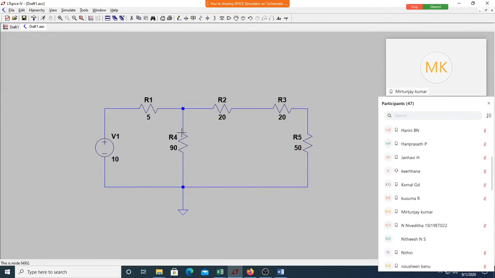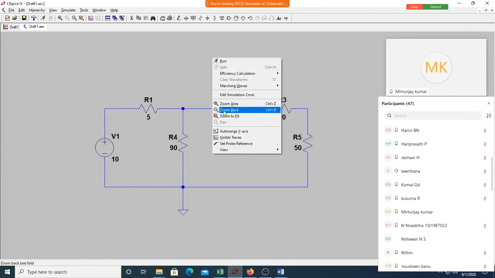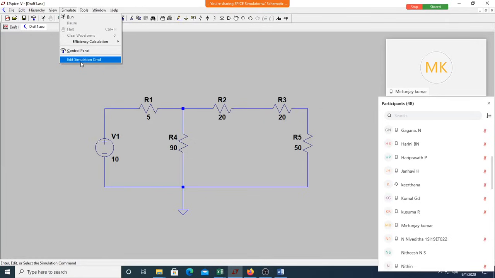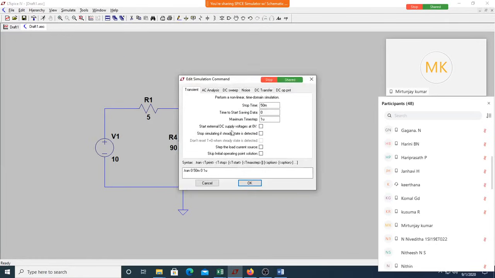Okay, now let me see here. Just a minute. Okay, only here it is showing, here it is not showing. What I'll do is I'll do dot tran. How do we do dot tran? Go to this edit simulation command, and then okay, these timings are fine. So 50 millisecond, 0, 1 microsecond.